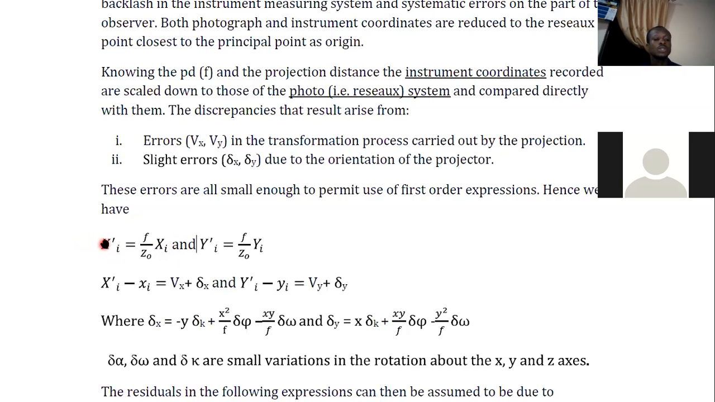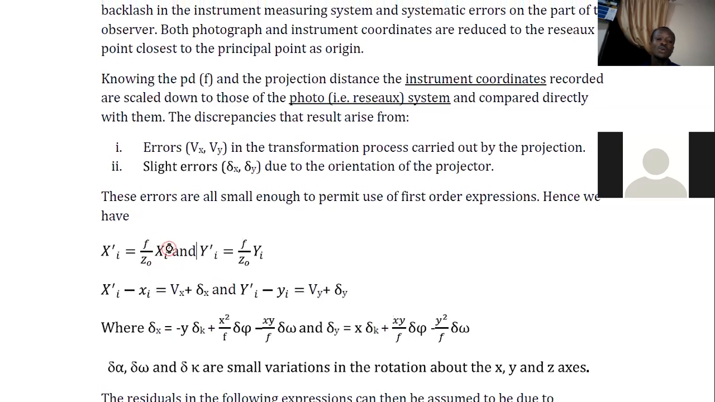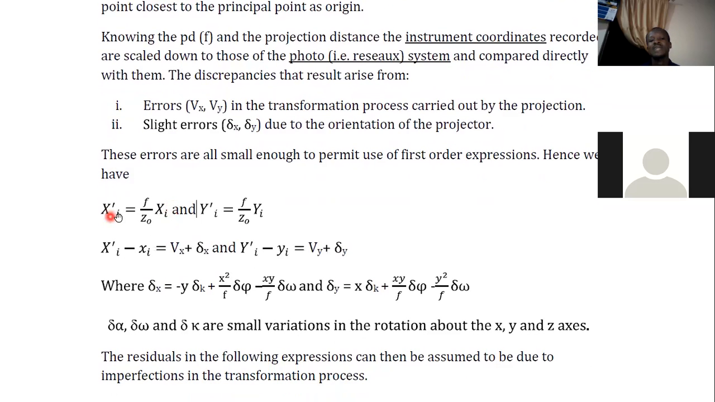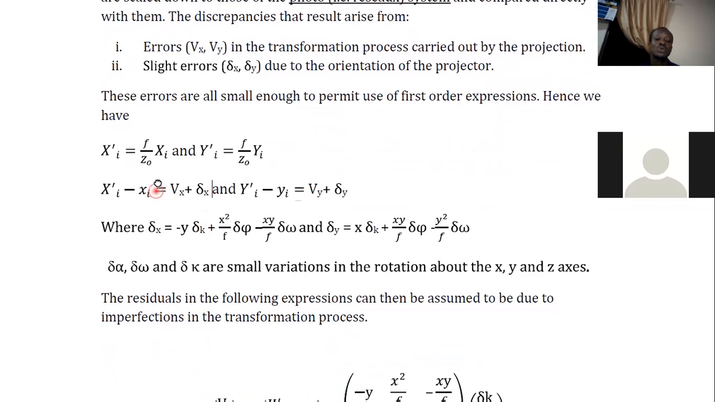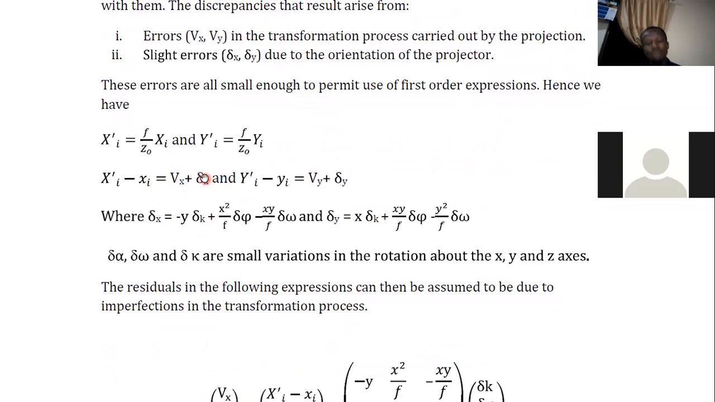All right. So we have this relationship here, f over z naught. This is more like a scaling going on there. Are you okay? f over z naught is more like f over H, which is the scale. And then we can transform one coordinate to the other. Are you okay? In terms of x and in terms of y, we can do that. Then of course Vx, like I said, V is the residual, x is the error, and the difference between the two coordinates is composed of the error and the residual.